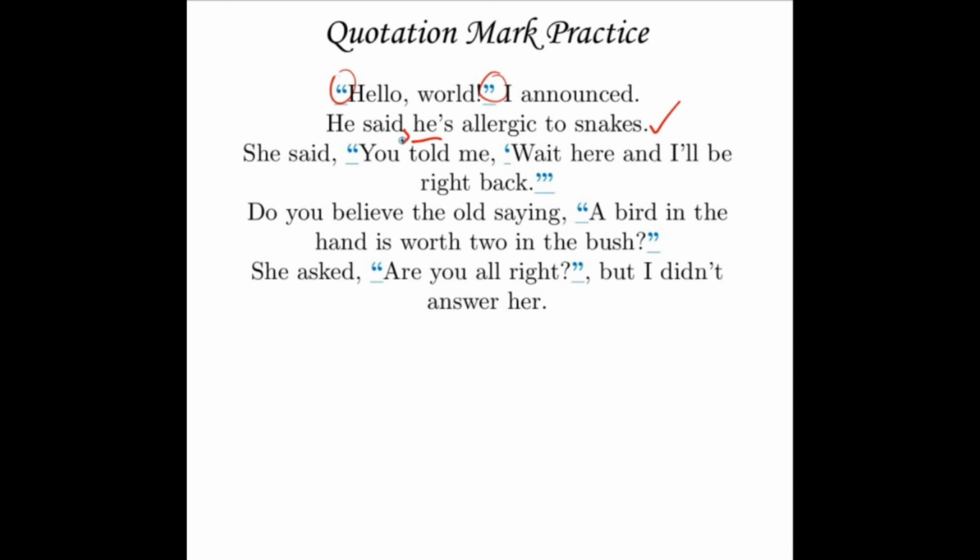She said, "You told me, 'Wait here and I'll be right back.'" She said, you told me, open double quote, wait here, because we have a single quote when we're quoting within a quote, and I'll be right back. Well, that's the end of our single quote. And then we have the double quote to indicate that she's done talking.